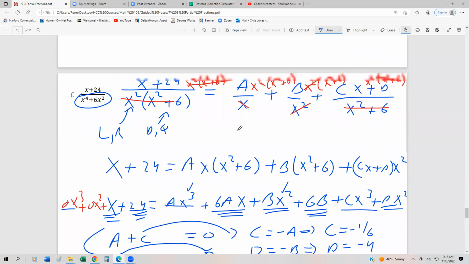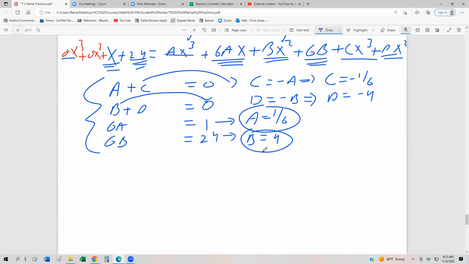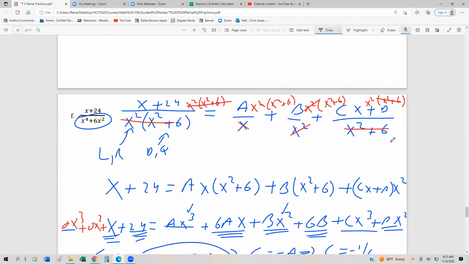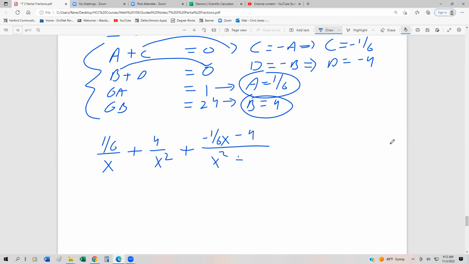We go all the way back up to the beginning. Remember, a was over x. Okay, so we have 1/6 over x. Remember that b was over x squared, so 4 over x squared. And then we had cx plus d, so minus 1/6 x minus 4, okay, divided by x squared plus 6. All right, now, this is a little bit sneaky where we go through and try to simplify this, okay? So the first one's easy, 1 over 6x. The second one's even easier, 4 over x squared.